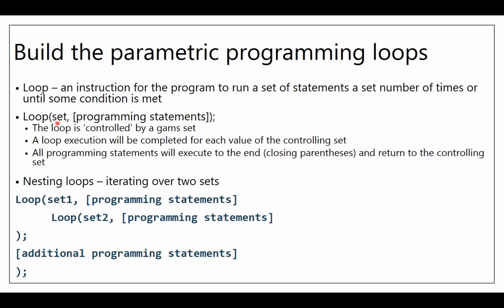And so we call this the control, right? This thing before the parentheses, the set, is the set that's going to control the loop. Okay, so when you run out of elements in that set, you'll exit out. A loop execution gets done for each value, and then all programming statements will be done for that.